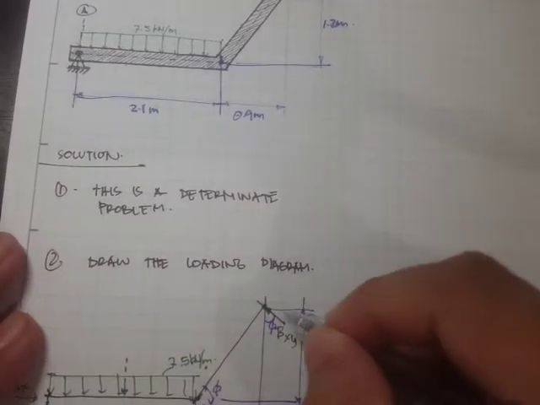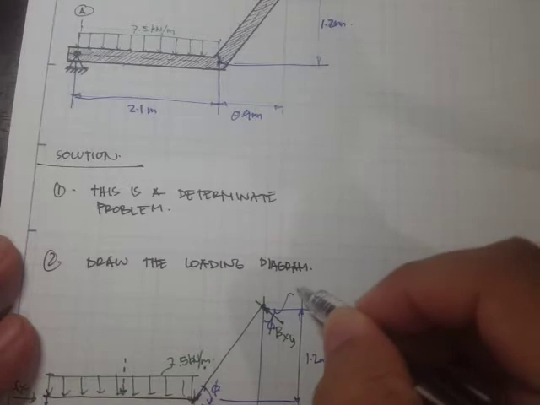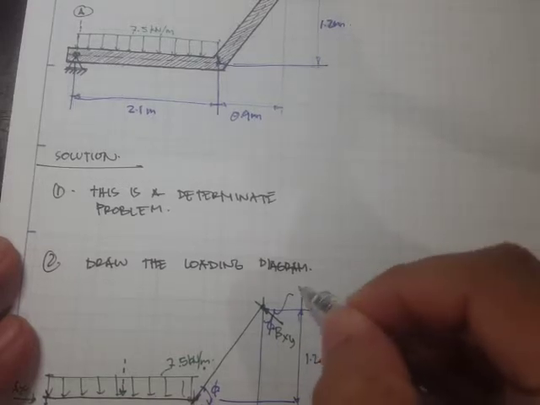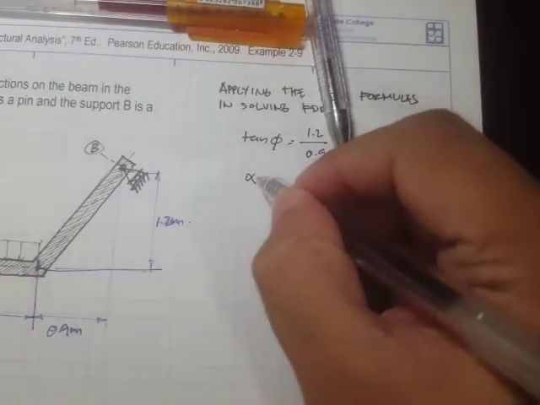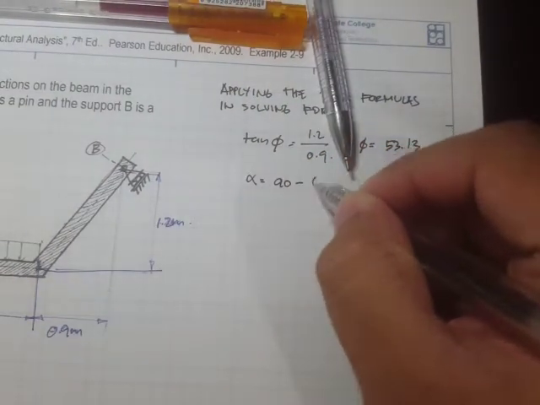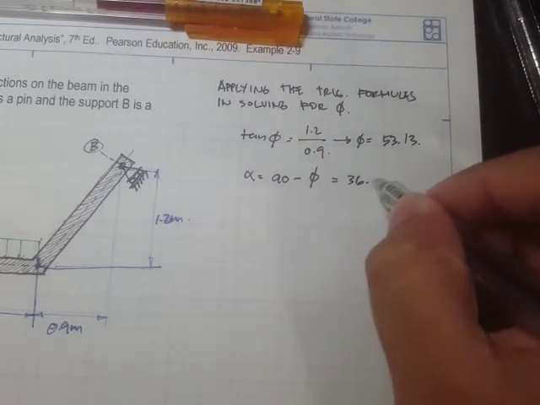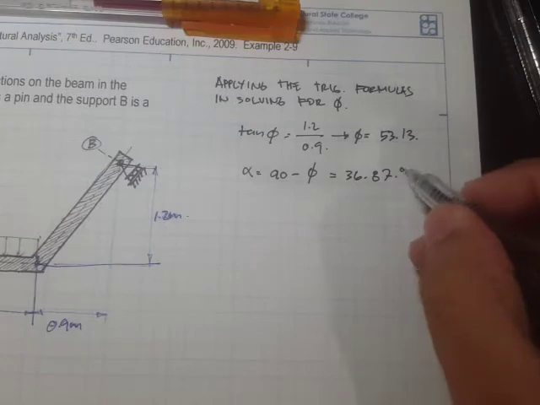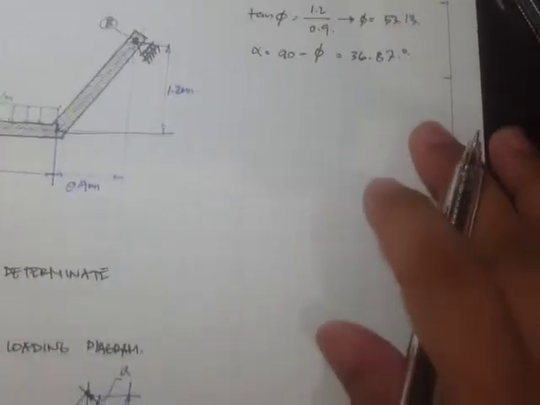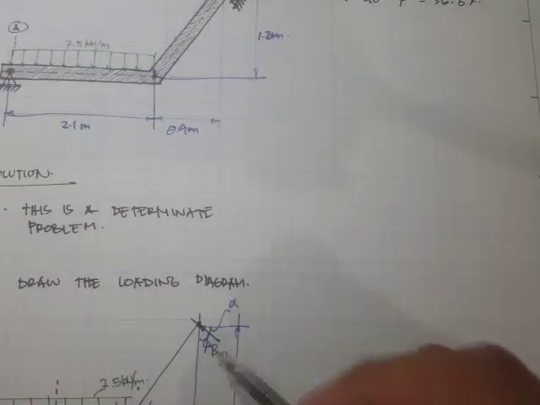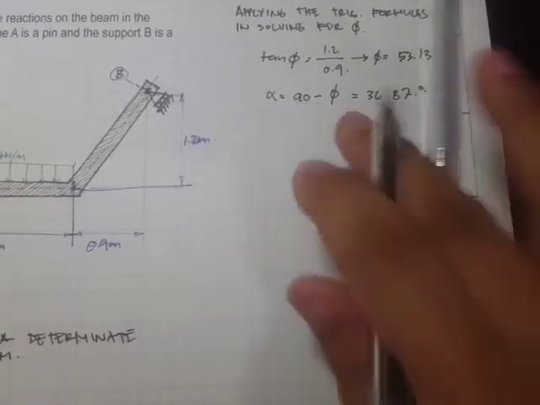However, what I want is this angle, right? So let's say this angle is alpha. Alpha therefore is simply 90 minus this theta, or phi. So we get 36.87 degrees. Okay, so we have this angle, 36.87.